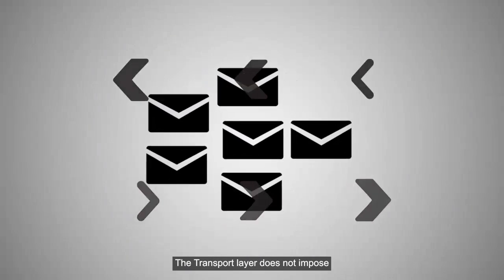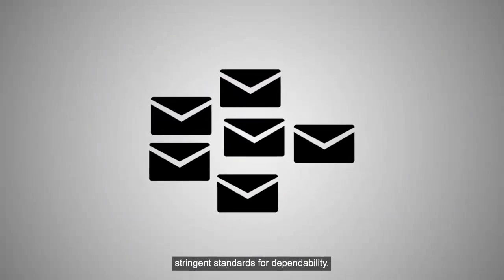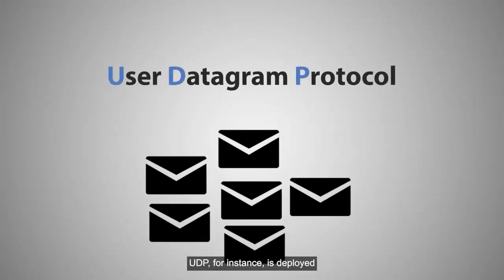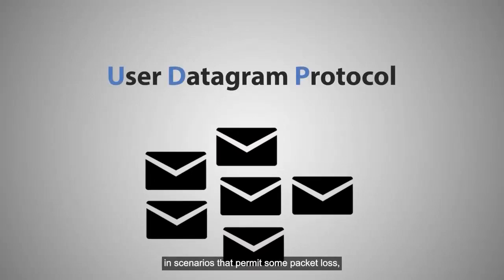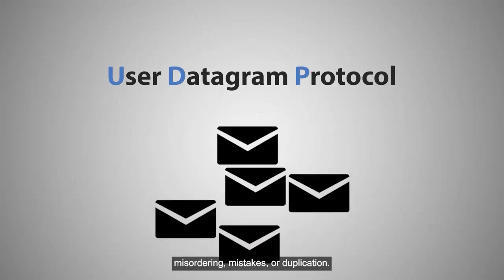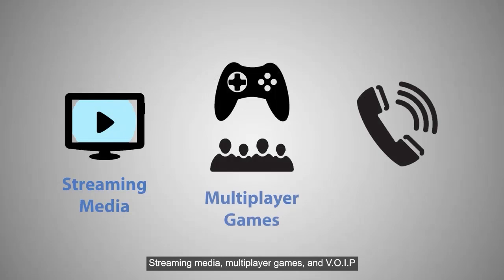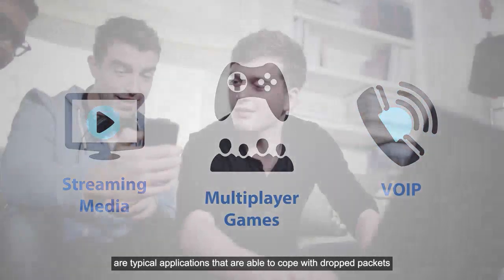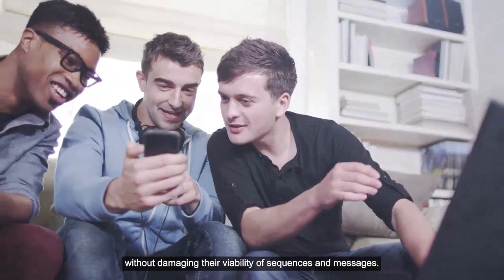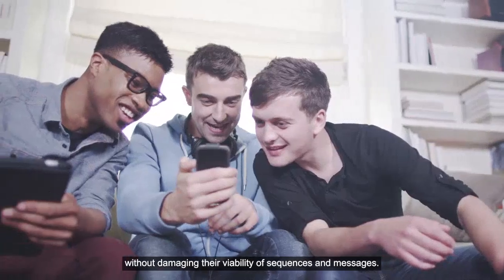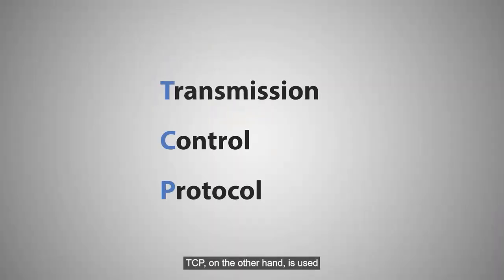The transport layer does not impose stringent standards for dependability. UDP, for instance, is deployed in scenarios that permit some packet loss, misordering, mistakes, or duplication. Streaming media, multiplayer games, and VoIP are typical applications that are able to cope with dropped packets without damaging the viability of sequences and messages. TCP, on the other hand, is used when the data has to arrive complete and correct.